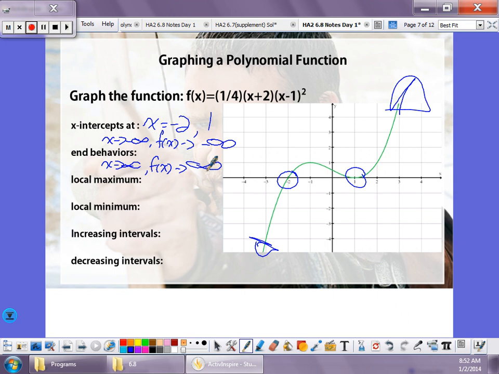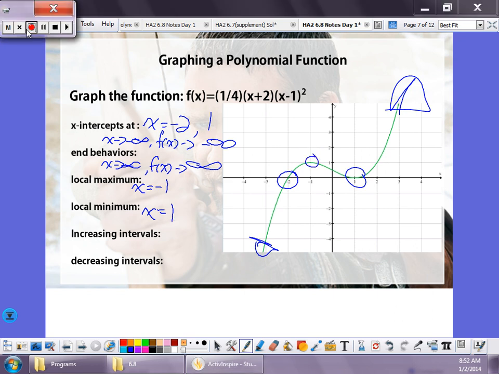Local maximum, local minimum. Where's my local max? At x equals -1, right. Where is my local min? Not 0. Right, at 1. So right here is my min.